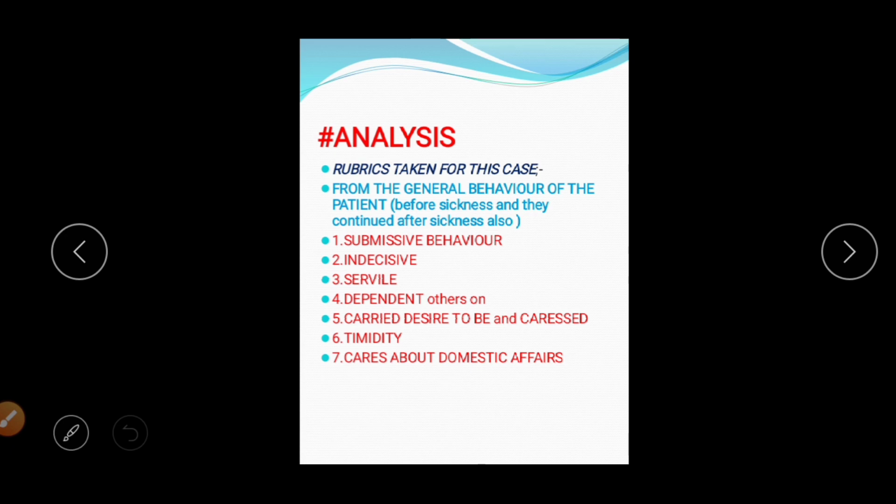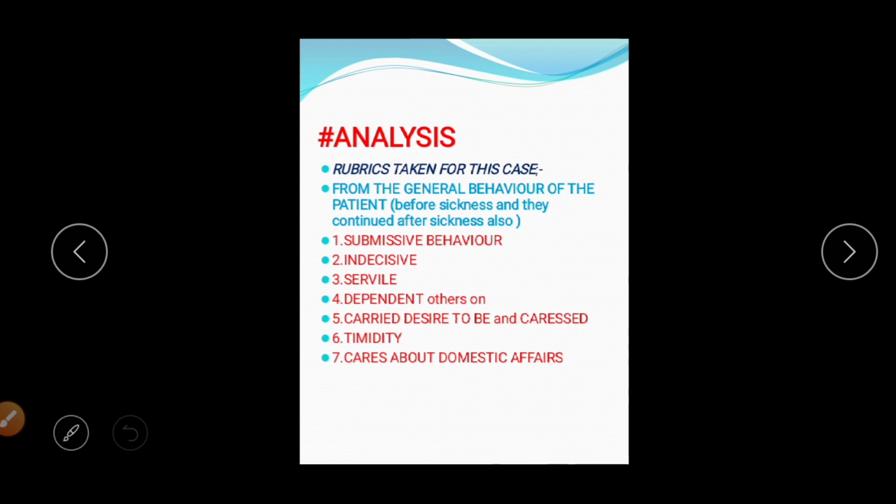Rubrics taken for the case: first of all, I went for the general behavior of the patient before the sickness and the symptoms which continued after sickness also. So this is the constitutional treatment. So I went through the mind method only. Here are no more physical symptoms. I just give you a bit of the thermals only.